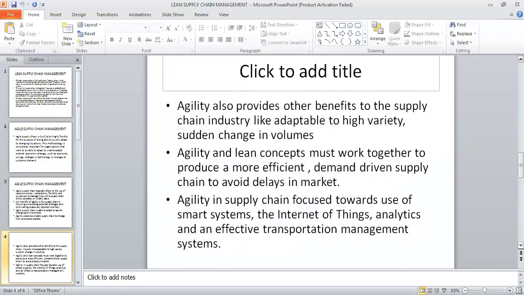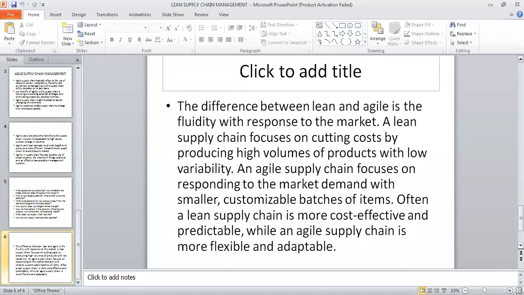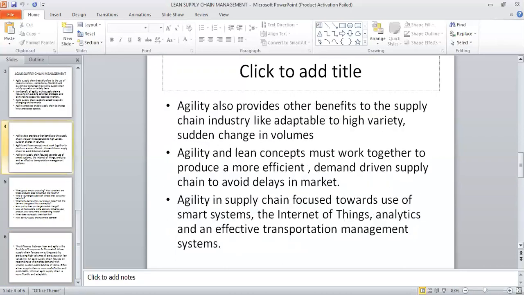So the question arises: where is agility required? Agility is required in companies in the fast moving retail sector. And where is lean supply chain management required? It is applicable in the FMCG sector, fast moving consumer goods, which sells household consumption and packaged products.